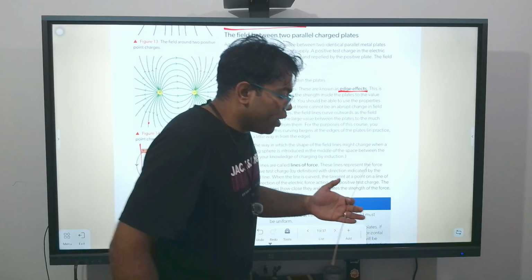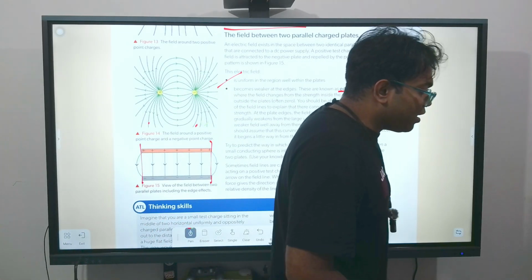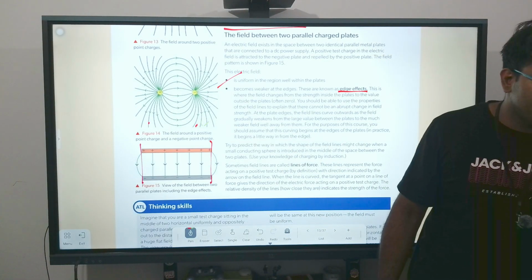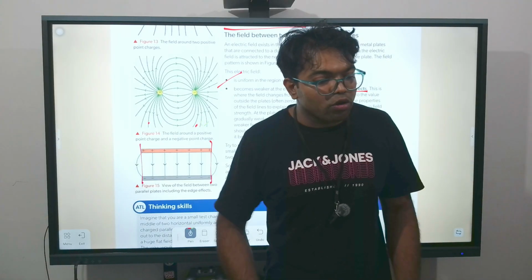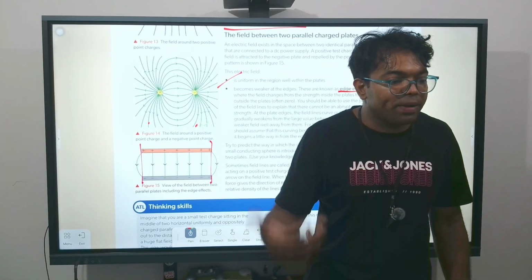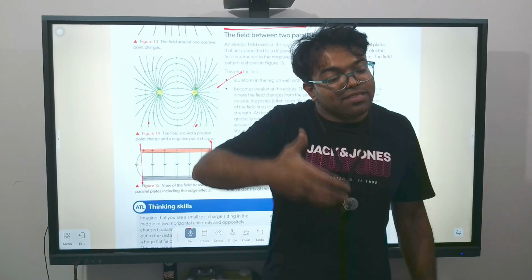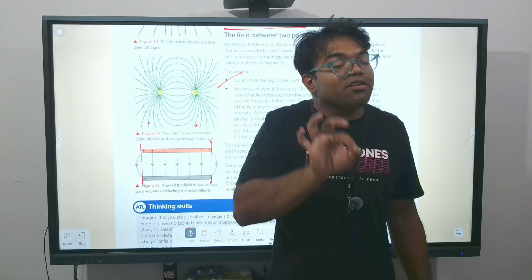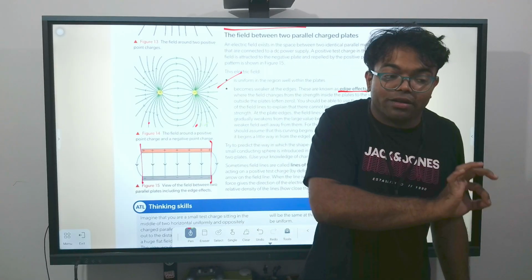Basically, when you were inside the plate, you were under the effects of the electric field. But as soon as you move outside the plate, it's not like you're not going to experience the field of the plates. You will experience a decrease in the field strength again due to what?